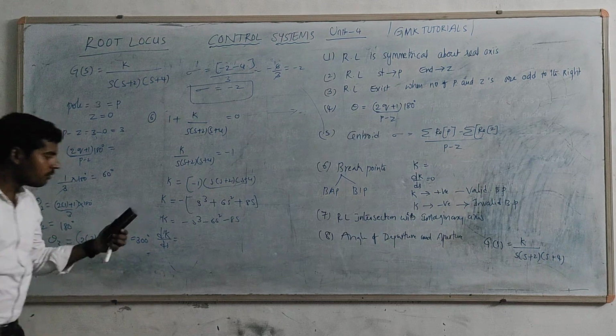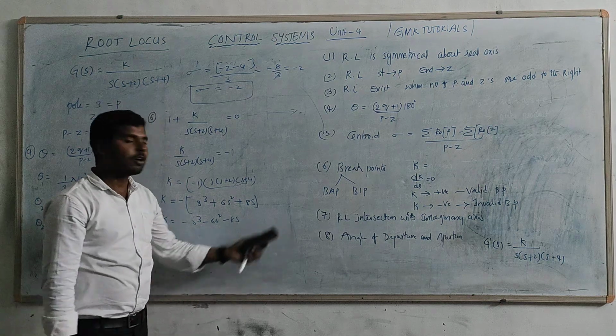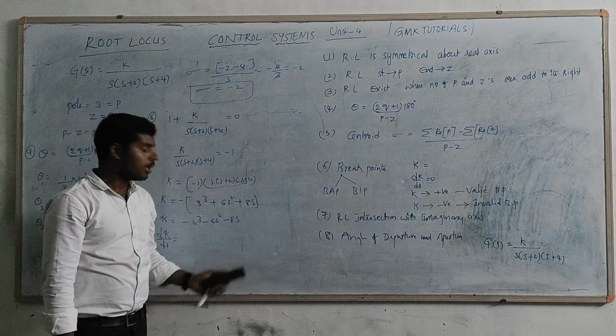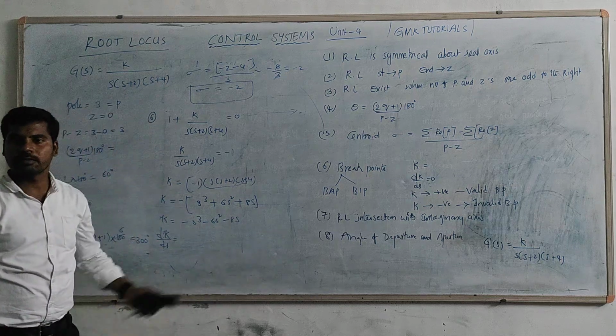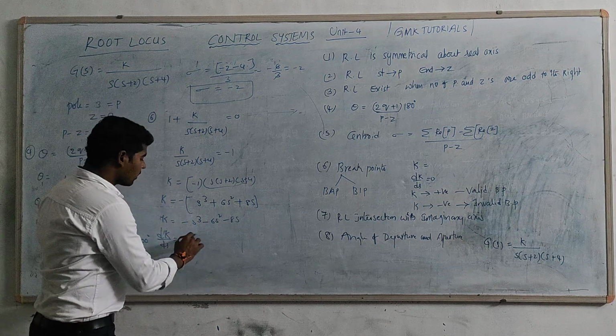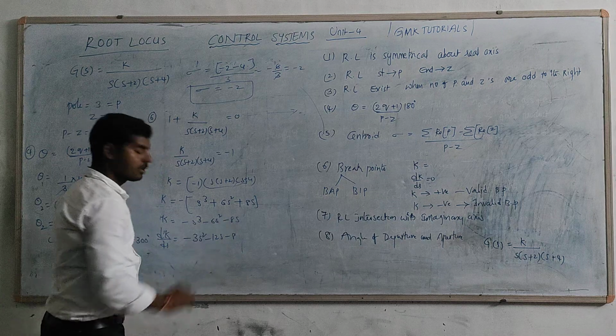Suppose we want to find any value, maybe a maximum or minimum value. In the function itself you have to differentiate and equate to 0, and you will get the minimum or maximum value. That is the basic mathematical fundamental. Therefore, differentiating this, you will get minus 3s square minus 12s minus 8.